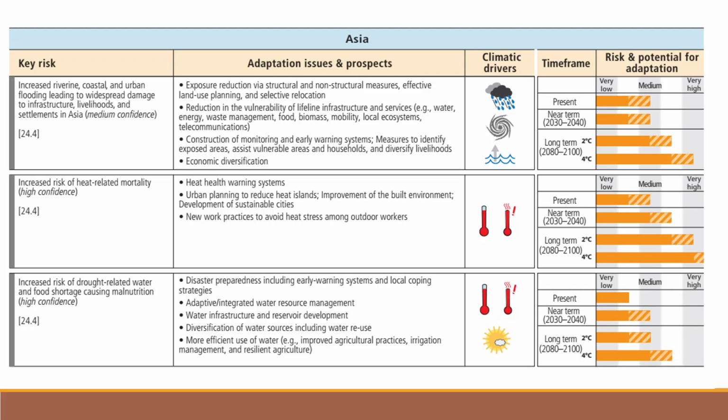And with high confidence, we can say that drought related and water and food shortages will happen in Asia in the long term or near term, depending on the temporal scale. We are very highly confident that this will happen if the trend of climate change continues as it is happening.